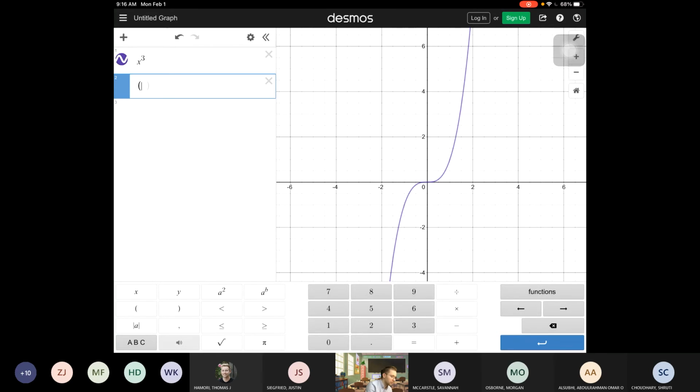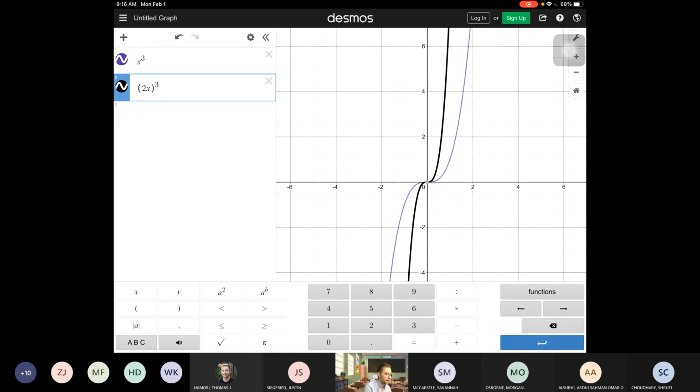Okay, so if I multiply by some number on the inside, let's choose something which is larger than 1. So we'll just do 2. Multiply by x, and then we just take that whole thing and cube it. This is what it means to multiply on the inside.